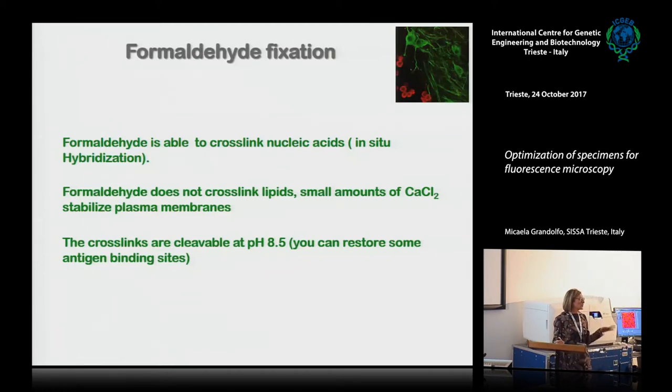Okay, there are a lot of protocols of unmasking. This is not the only one, but this is really simple. It is a gentle protocol, so you do not risk destroying your tissue or your cells. And very often it works. So you have just to introduce a step in the buffer, in PBS, for example, increasing the pH, and then try again to perform the staining to look at your antigen with the primary antibody. Okay.